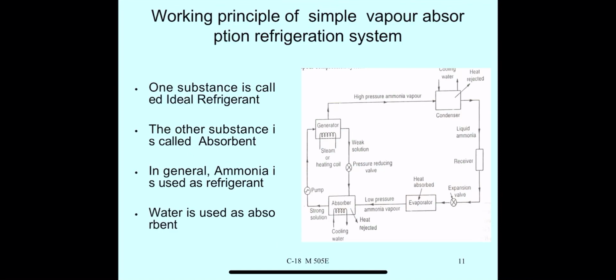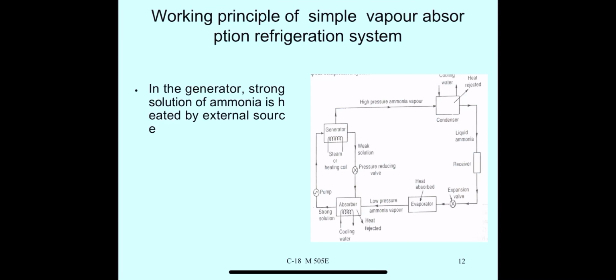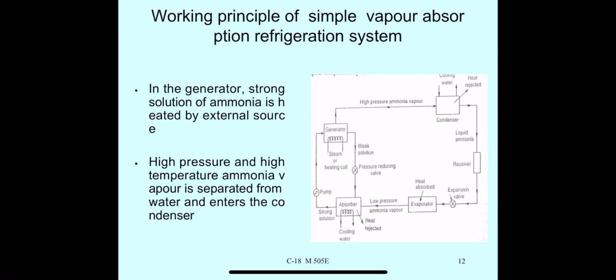Here we are considering two substances. One substance is called the refrigerant, another substance is called the absorbent. Normally we consider ammonia as the refrigerant and water as the absorbent. In the generator, the strong solution of ammonia is heated by an external source. The high pressure, high temperature ammonia vapor is separated from the water and enters the condenser.